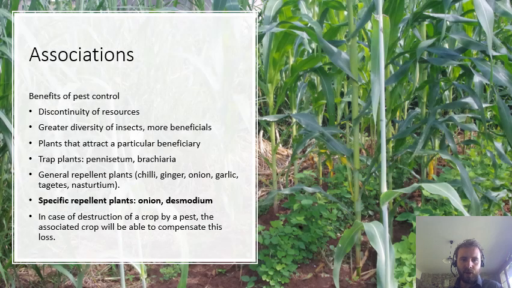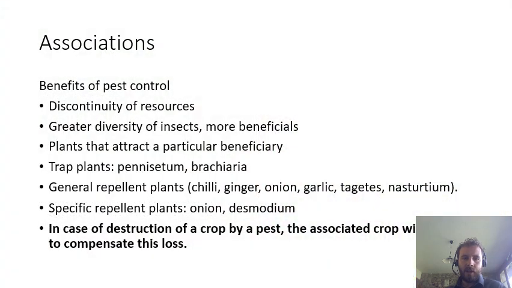Then you can plant specific repellent plants like onion. You could plant onion with carrot to protect carrot, or you could plant carrot with onion to protect onion. This way it's really an interesting association. Or you can plant desmodium with cereal, and desmodium will repel different pests of the cereal like the armyworm or the stem borer. And lastly, in case of destruction of a crop by a pest, you can harvest the other crop and you still have something to harvest, in opposition to a monoculture where you would have nothing if the harvest fails.